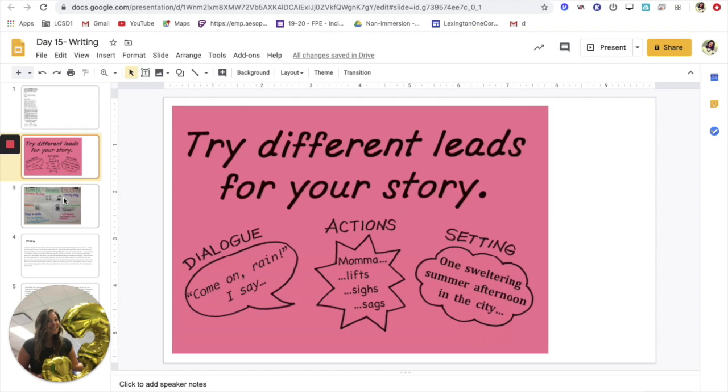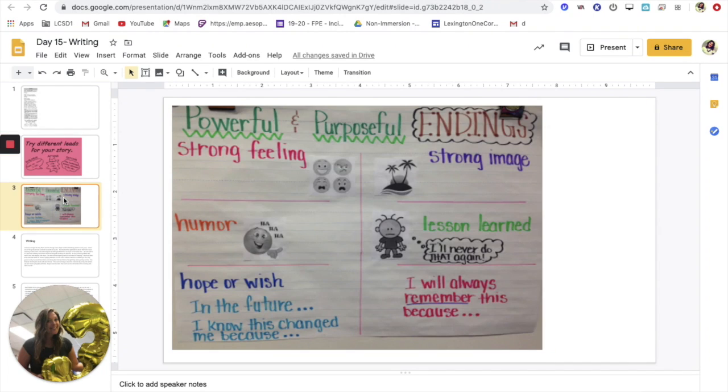And then when we're finished with our writing, we can't forget to have an ending. We can't just cut it off and not end our writing, because you leave the reader hanging and they don't know if that's the end of your story or not. So there are different ways that we can end our writing. You can have a strong feeling in your writing. You can add some humor to end your writing.